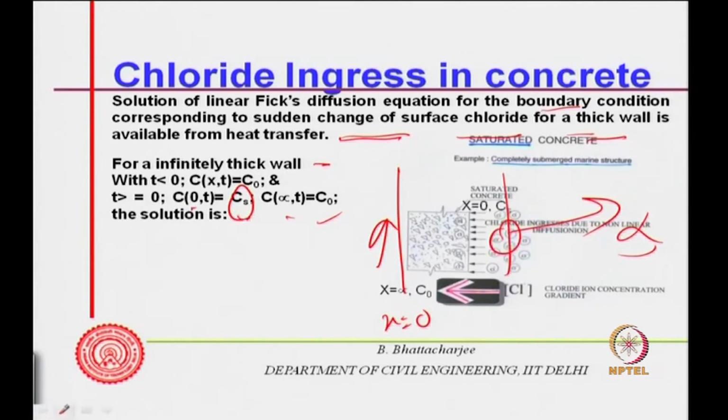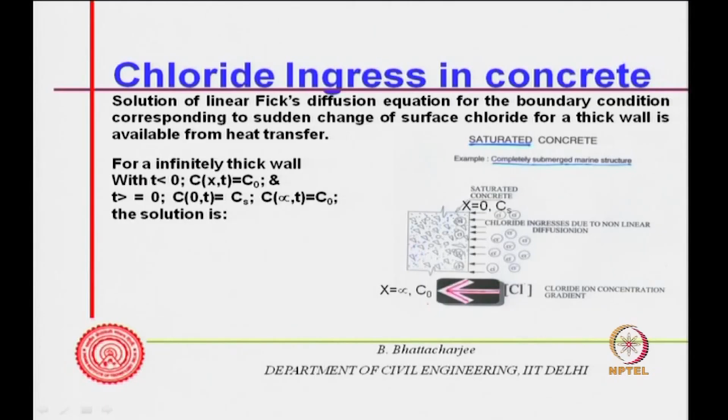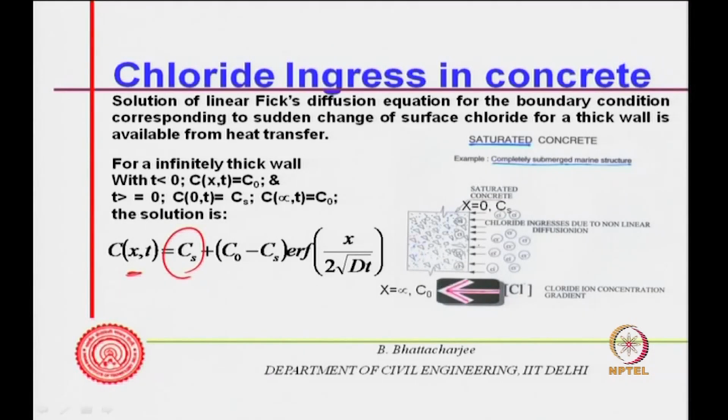The solution is given by the error function solution. This is the condition: at x equals to infinity, it is always C 0. Here at x equals to 0, it suddenly changed to C s. For this a solution is available, and this is given by C x t. At any point, the chloride concentration is given as C s, where C s is the surface concentration, which is kept constant, plus C 0 minus C s. C 0 is the initial concentration, and at x equals to infinity it still remains the same, minus C s into error function, Gauss's error function of x by 2 root d t, where d is the diffusion coefficient and t is time, where the error function of any variable y is given by this equation.